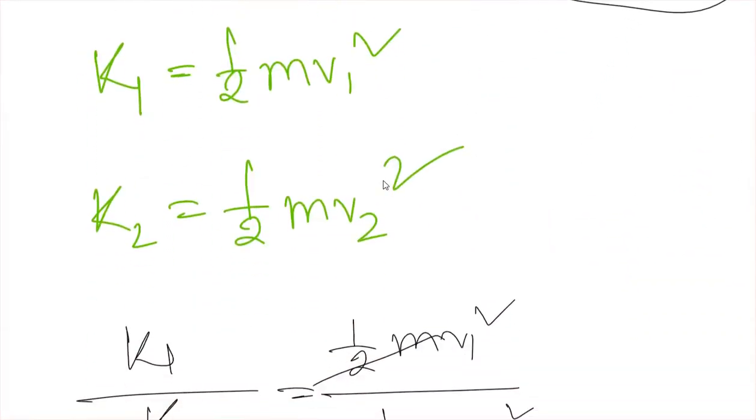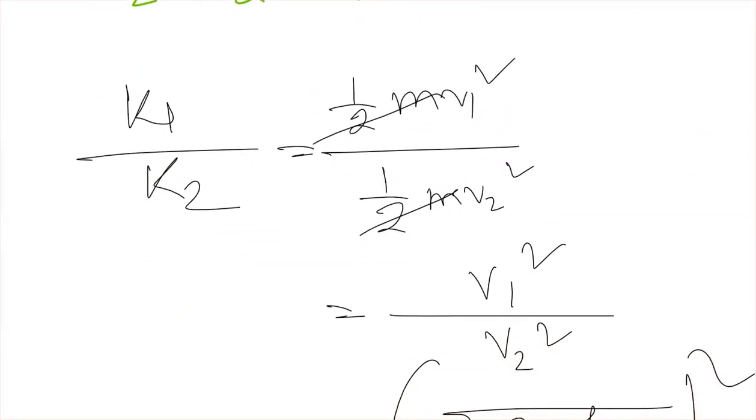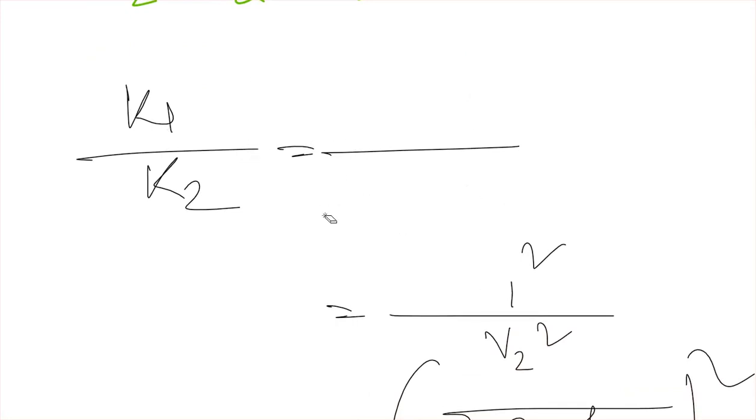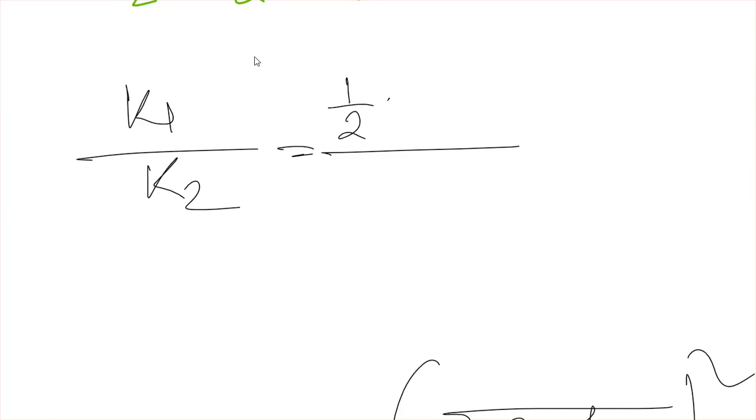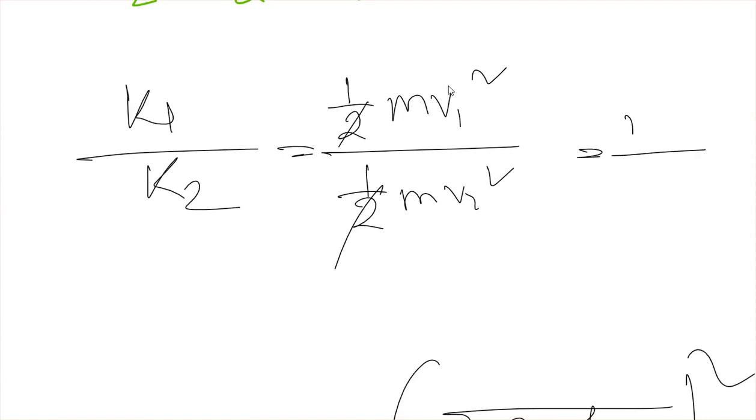So mass has been given. Sorry, there will be a little bit of a mistake. So this mass will not be cancelled out. Okay, so that will be half m1 v1 square divided by half m2 v2 square. Okay, so half will be cancelled out, so that will be m1 v1 square divided by m2 v2 square.